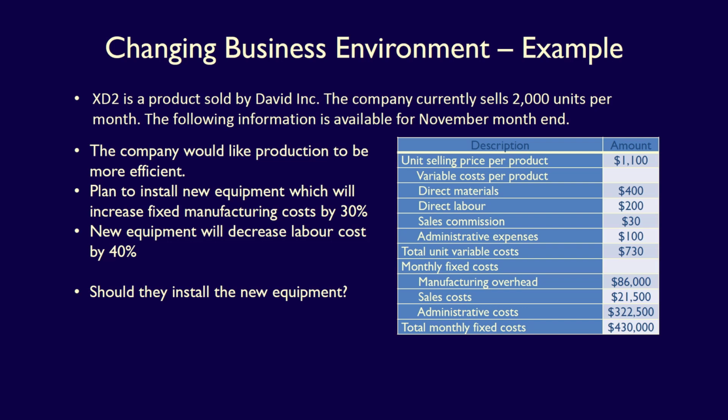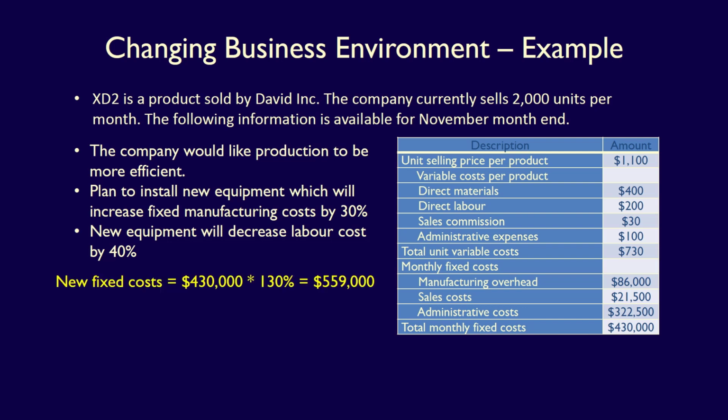Let's now assume that David Inc.'s management would like to consider another alternative. Assume that David Inc. would like production to become more efficient. They plan to install new equipment which will increase the fixed manufacturing costs by 30%. However, they feel that the new equipment will decrease the direct labor costs by 40%. Question: should they install the new equipment? We can use CVP analysis to determine the answer, using the contribution margin approach again.